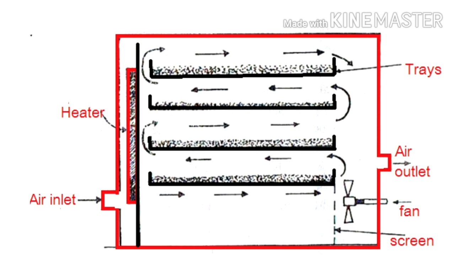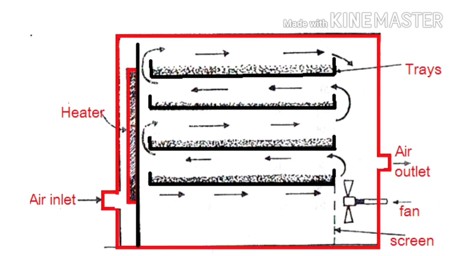As I already said, the tray dryer consists of a rectangular shaped drying chamber. The walls of this drying chamber are insulated. Trays are placed inside this drying chamber. In the case of a laboratory scale tray dryer, a minimum of 3 trays are used. But in the case of an industrial scale tray dryer, more than 20 trays are used.